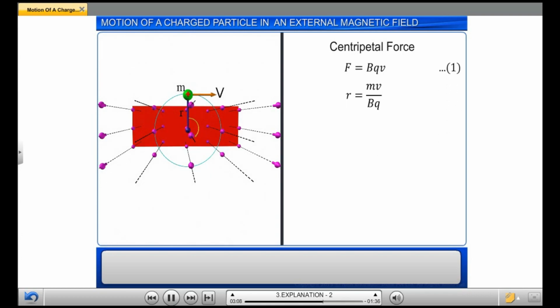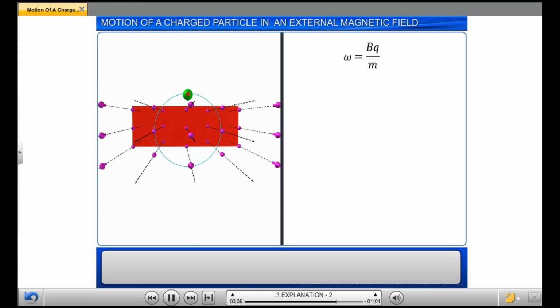The charged particle executes uniform circular motion with a fixed time period T and angular frequency omega. Here, omega is equal to v by r. Let this be equation 2. Comparing equations 1 and 2, the angular frequency of the charged particle, omega, is equal to Bq by m. Let this be equation 3.